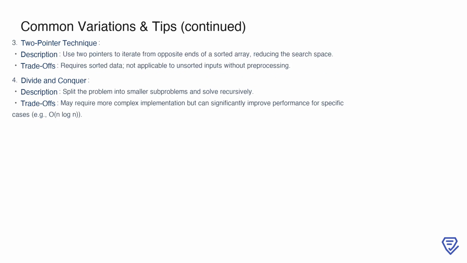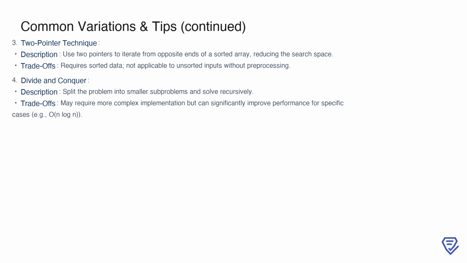Another powerful technique is the two-pointer approach. This method works especially well with sorted data, as you can use two pointers to iterate from opposite ends of the array, reducing the search space efficiently. However, it does require the data to be sorted beforehand, so it may not be directly applicable to unsorted inputs without pre-processing. Finally, there's the divide and conquer strategy.